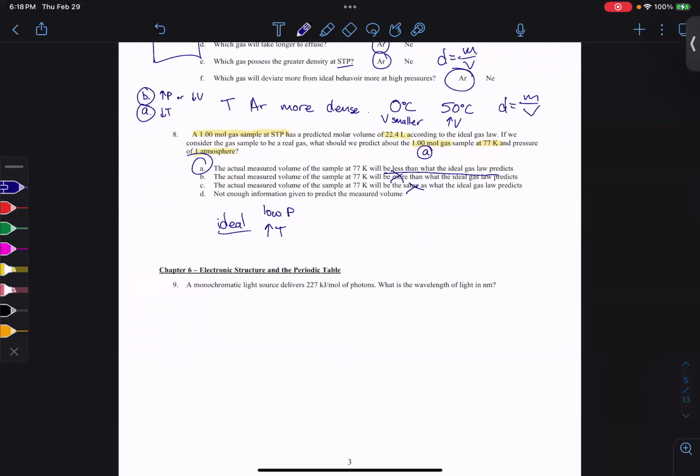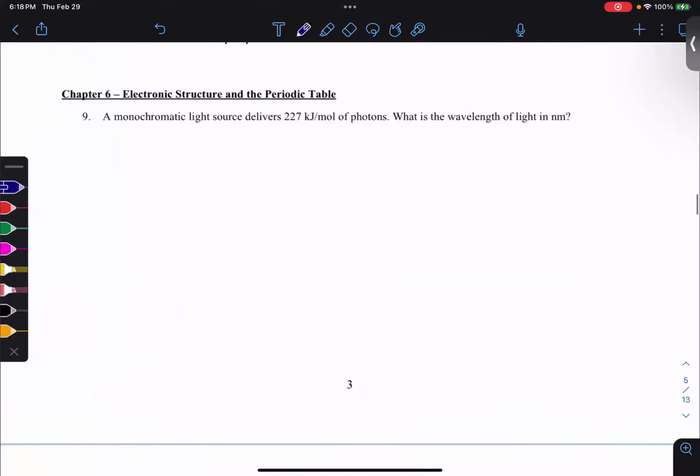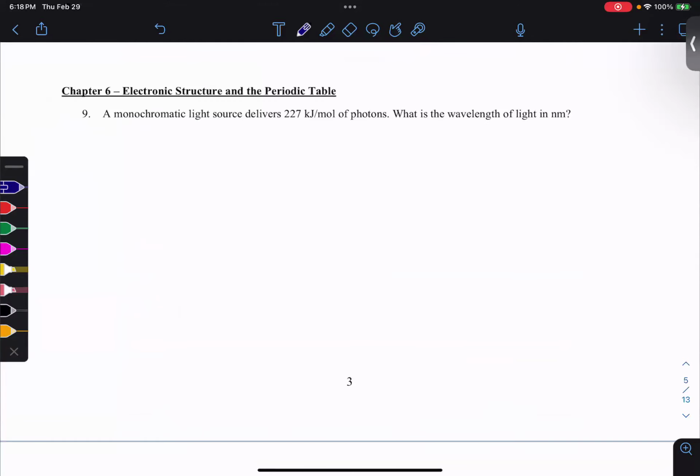All right, so let's keep going. Okay, page 3. All right. Let's go into the pits of it. All right, so electronic structure. We talked about light, why light is important with us understanding electrons, and all of that.